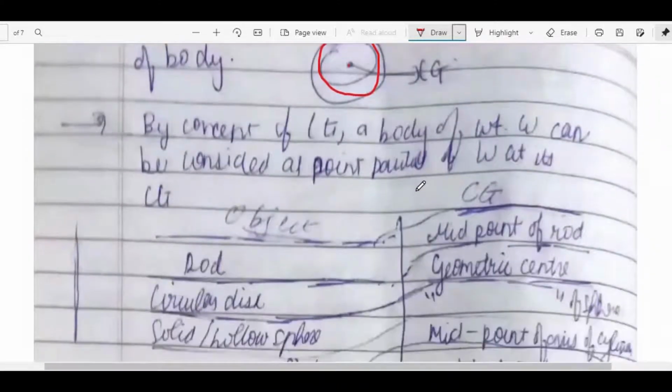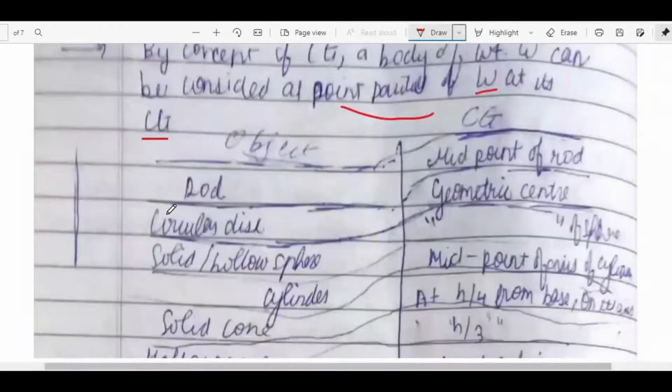then the center of gravity would be in the hollow circle that is provided. Next, by the concept of center of gravity, a body of weight W can be considered as a point particle of weight W at its center of gravity. This means that all the mass is concentrated at this particular point, which is called the center of gravity.